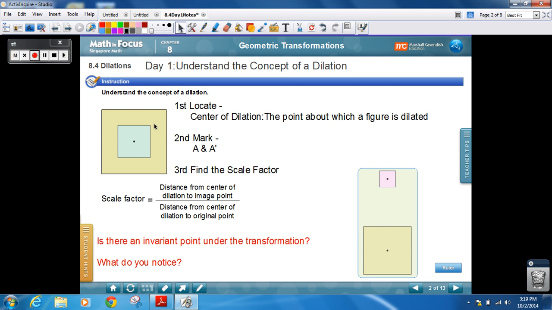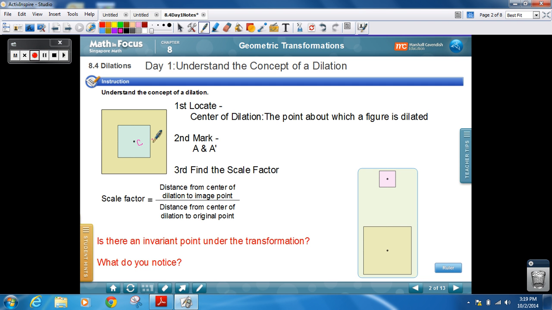If we're trying to understand it, the first thing you have to find is the center of dilation. This is the point from which the figure is dilated. So if I look here, this point stayed the same. This is the center of dilation. It got bigger or smaller, in this case, from that point right there. So I'm going to just call that C for center.